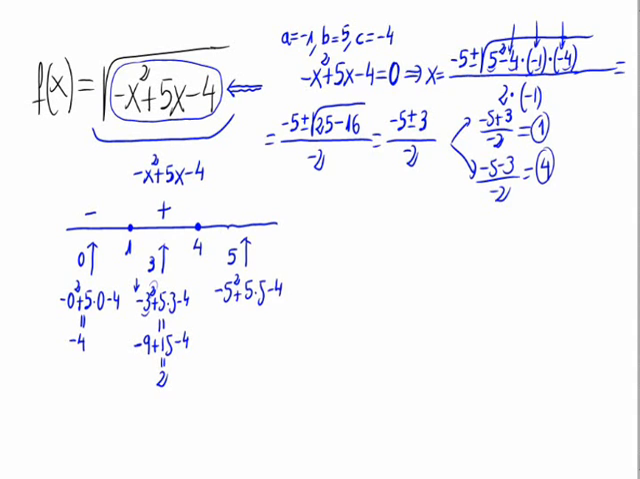And let's go with the third interval. Minus 5 squared plus 5 times 5 minus 4. This would be equal to minus 25 plus 25 minus 4. And that is again minus 4, a negative sign.